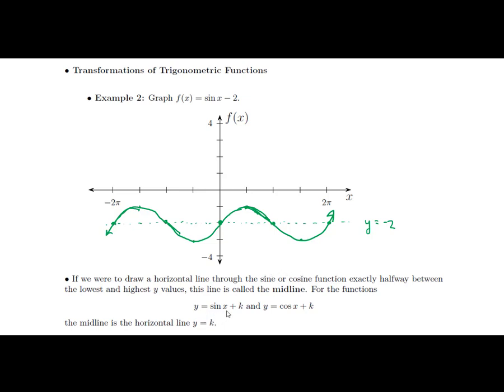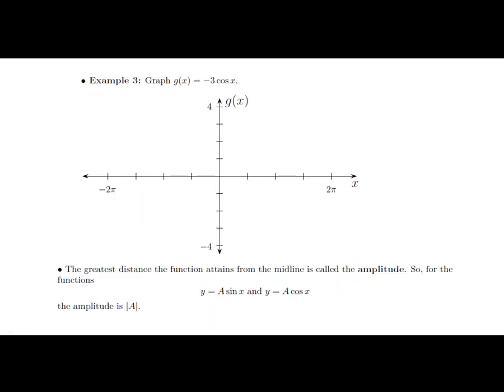So anytime you see y equals sine of x plus k, or y equals cosine of x plus k, y equals k is going to be your midline. In this example, we're going to look at another couple of types of transformations. First of all, this negative here we should recognize as a vertical flip or vertical reflection. It's just going to take all of our y values and make them the opposite of what they were. And then the 3 here is a vertical, in this case a stretch, multiplying all the y values by 3.